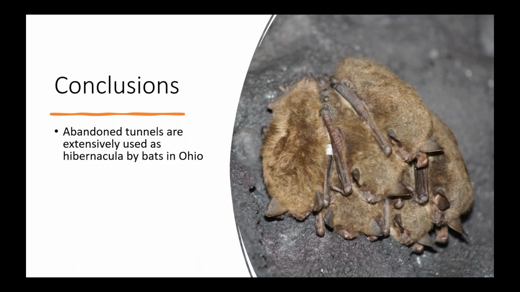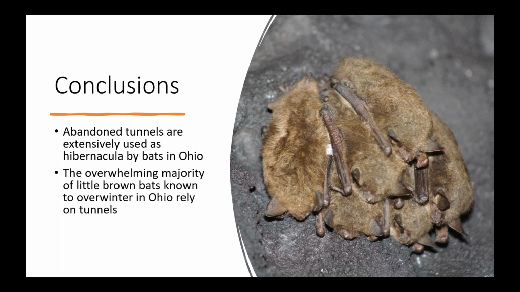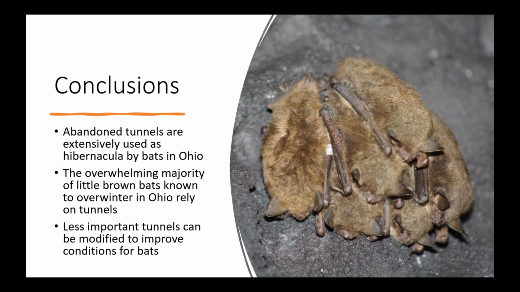So in conclusion, abandoned tunnels are extensively used as hibernacula by bats in Ohio when quote unquote natural habitats like caves are not. So these are used extensively and they're critical. In fact, the overwhelming majority of little brown bats that are known to overwinter in Ohio rely on these tunnels. I mean, I think last winter in all the sites that we surveyed, we maybe found less than 10 little brown bats in natural sites, whereas it's well over 1,000 in railroad tunnels. So these sites are used extensively, and for certain sites, they're quite critical, right?